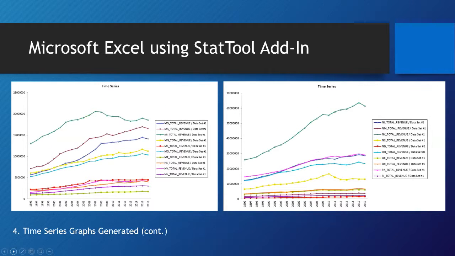Because of the limited power of the StatTool add-in, we were unable to include total revenue for all 50 states or Washington, D.C. on one graph. Because of this, we had to generate 6 separate graphs. We arranged the total revenue per state alphabetically and batched them in variables of 10 per graph. This is the maximum allowed in StatTool. This slide shows the next 2 time series graphs we were able to generate.